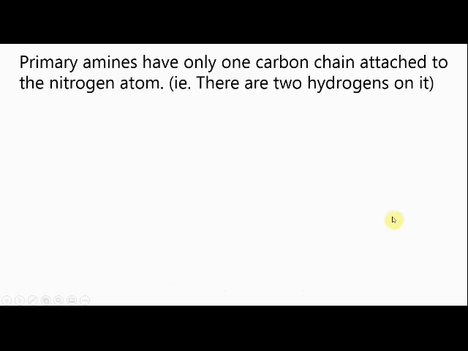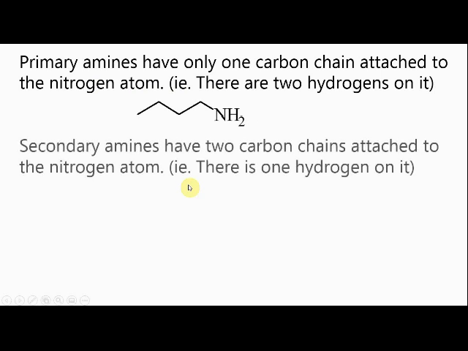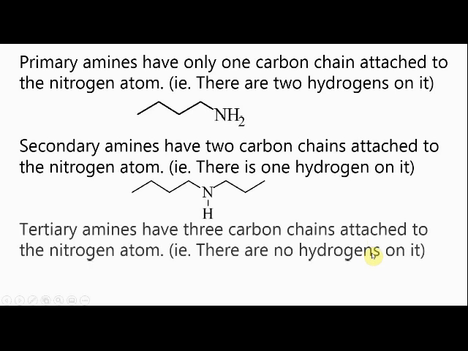Amines, same sort of thing. They can be either primary or secondary or tertiary amines. Primary amines have only one carbon chain attached to the nitrogen, because it's based on what's attached to the nitrogen, as in this case. The secondary amines have two carbon chains attached to the nitrogen. And the tertiary amines have three carbon chains attached to the nitrogen.